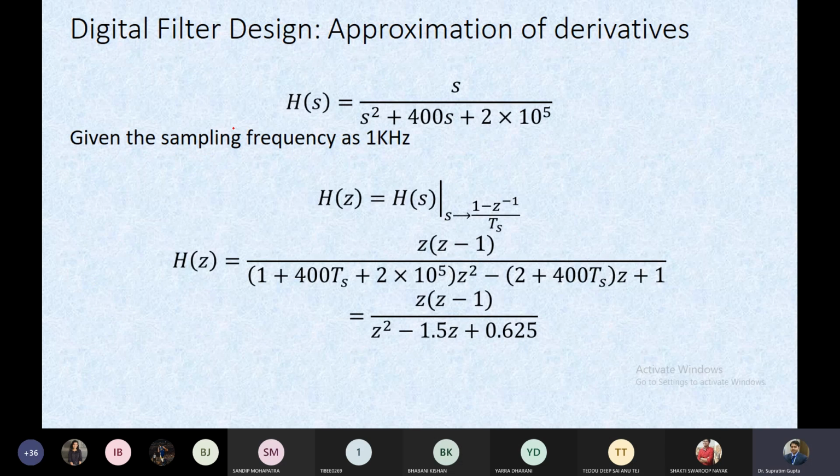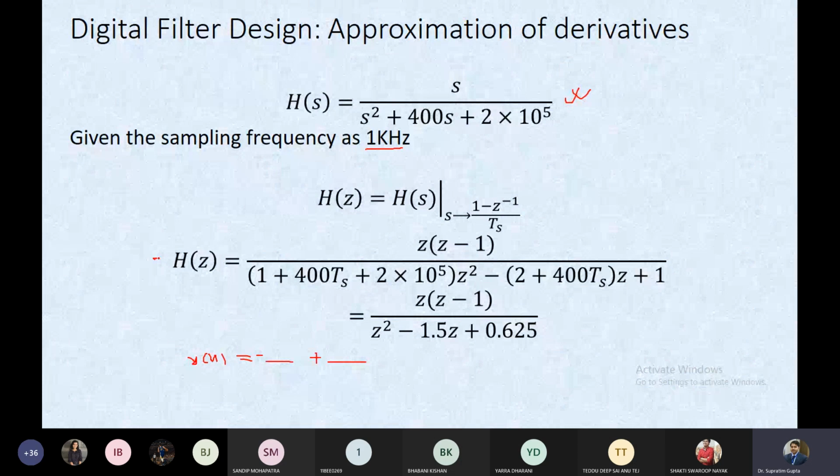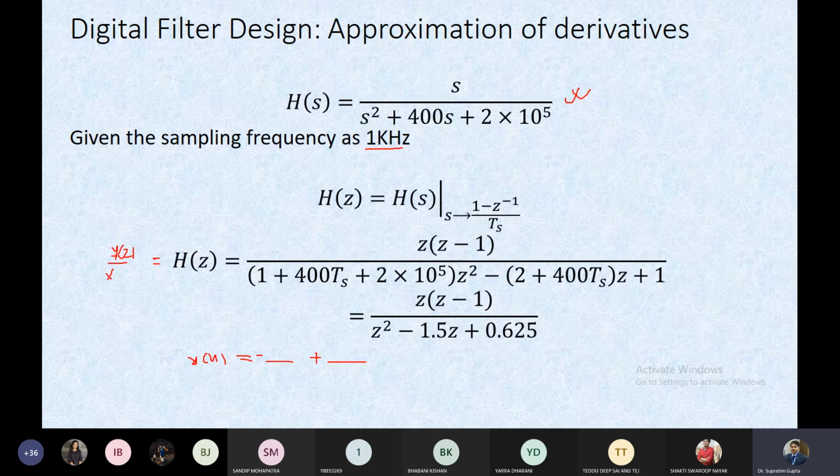One example can be thought of: given a sampling frequency of 1 kilohertz, we have an IIR filter, s squared plus 400 s plus this one. We can just replace this s using (1 minus z inverse) by Ts, and we can find the H(z). Once we find H(z), we can easily convert it into y[n] equal to past values of output and past values of input, including the current one. Because this is nothing but Y(z) by X(z), the input, we can easily convert, right?